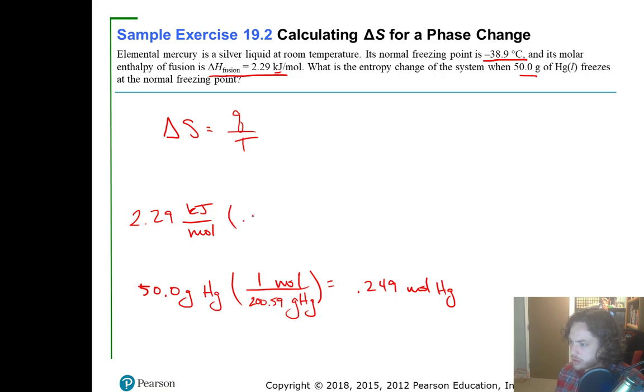So we can multiply this over here, 0.249 moles. All right, so our moles will cancel. And then we got to get it to joules, right? Because entropy is always in joules, just because entropy changes are usually pretty small, so kilojoules will always give you a decimal. It's kind of annoying. So we'll convert that. We know that for every 1 kilojoule, we get 1,000 joules. So we say 2.29 times the 0.249 times 1,000, and we get 571 joules.